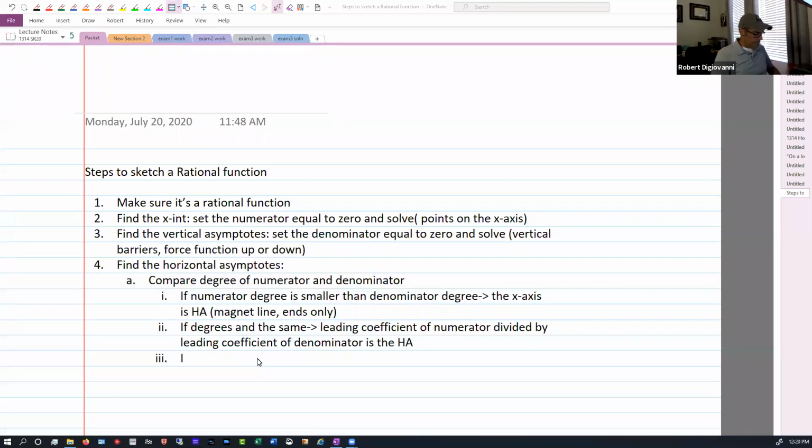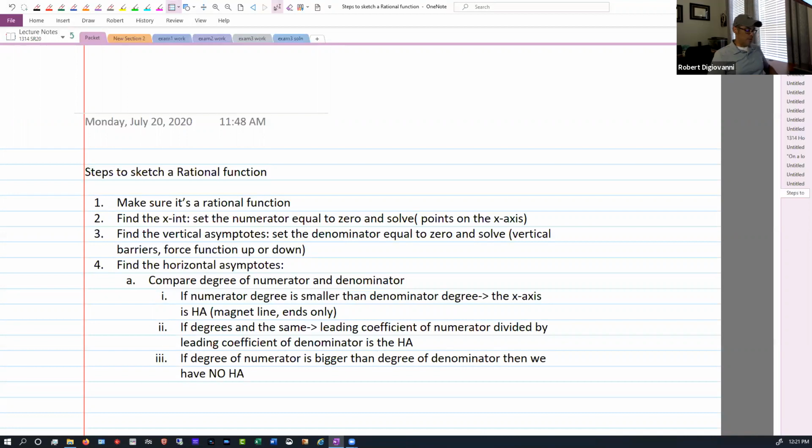So if the degree of numerator is bigger than degree of denominator, then we have no horizontal asymptote.